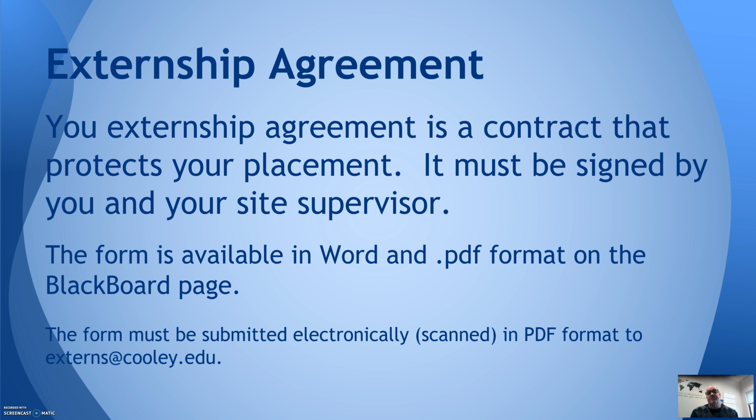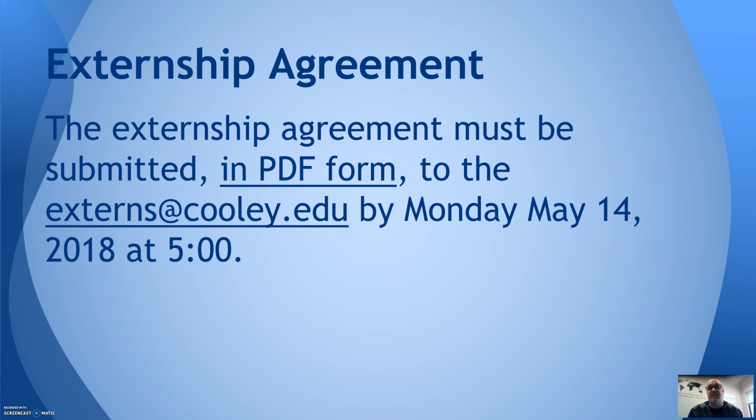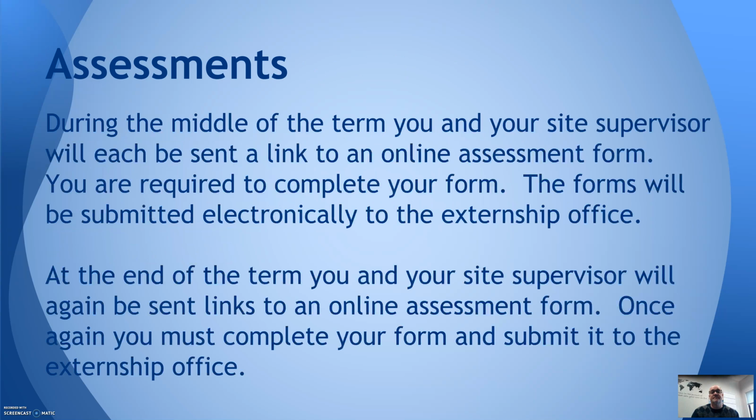You are required to do an externship agreement or contract that sets out the duties of the student, the site, and the school during your externship. It must be signed and submitted back to the externship office. It must be submitted in PDF form. We apply Dean Church's signature on behalf of the school, and we can only do that to PDF documents. So you can't do JPEGs or Word documents or any other ways to submit it. It must be in a PDF and emailed to the externs office by May 14th at 5 o'clock. That's the first Monday, your second Monday at your externship. You've been there about a week. The externship agreement form is also located on the Blackboard page.